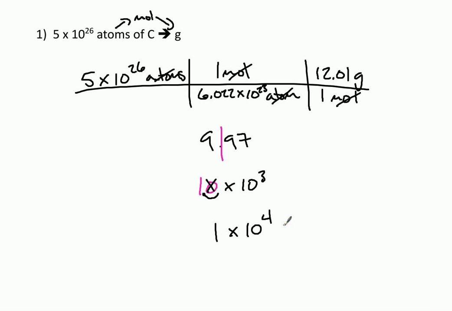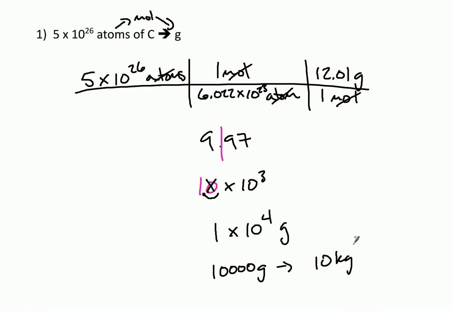That's how many grams of carbon I would have if I had that many atoms to start, right? So you could also take this out of scientific notation if you wanted to. This would be 1 with 4 zeros. This would be 10,000 grams of carbon. Right? You could also change it to kilograms if you wanted to. This would be 10 kilograms of carbon. Right? So that's actually a sizable amount. That's a really big amount.